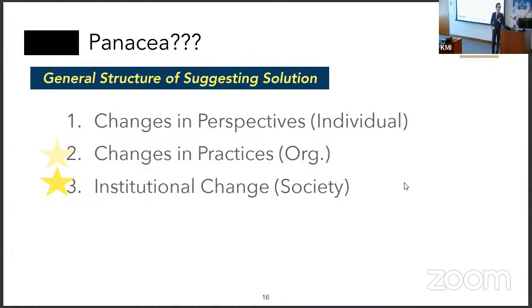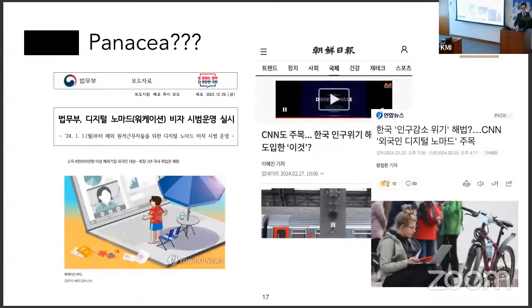By doing that, the South Korean government, especially the Ministry of Justice, focused on step number 3 by softly launching the digital nomad workation visa. I put the official press release by the Ministry of Justice of South Korea, and Chosun and Yonhap's quote of my work, my CNN article, over here. So can it be the solution to solve all those problems that we discussed?